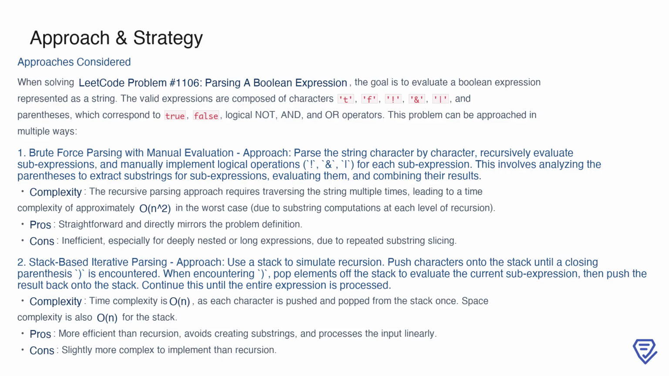Alternatively, stack-based iterative parsing offers a more efficient solution. Here, we use a stack to delay evaluations until a closing parenthesis is encountered. At that point, we process the sub-expression and push the result back onto the stack. This method avoids substring slicing and achieves a linear time complexity of n, making it significantly faster. However, it does require careful implementation to manage the stack operations effectively.